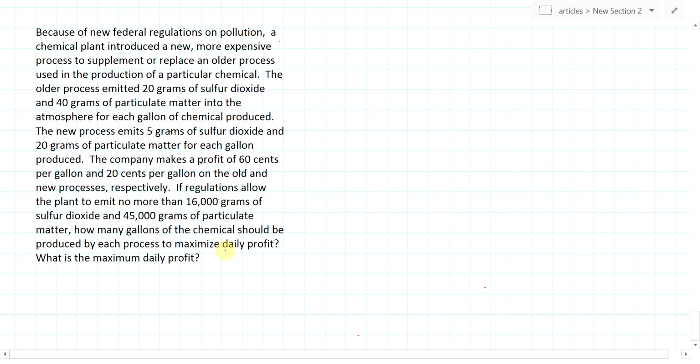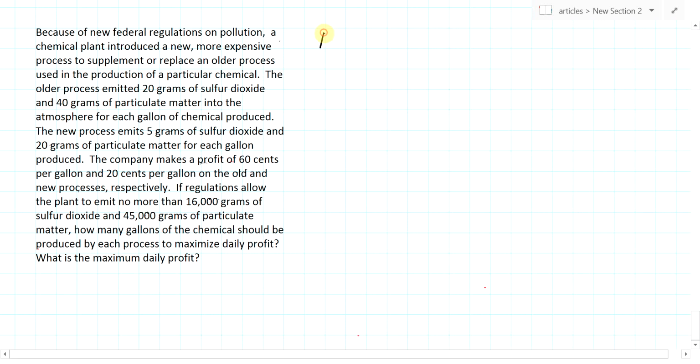So this factory has 2 ways to make the same chemical, an old way and a new way. Both of them produce sulfur dioxide and particulate matter, but at different rates. Both of them provide a profit, but again at different rates. And you have restrictions on how much sulfur dioxide and how much particulate matter you can use. So what should you do? Should you make all new stuff? Should you make all old stuff? Should you make a combination of the two?